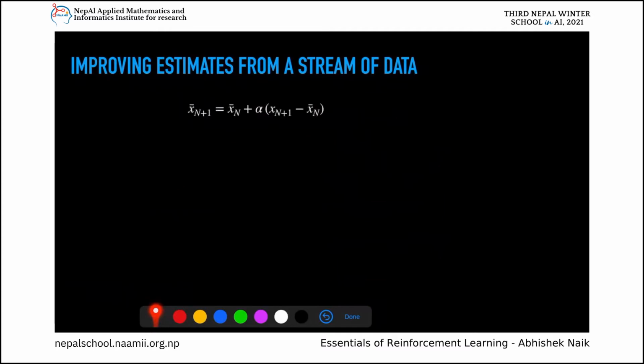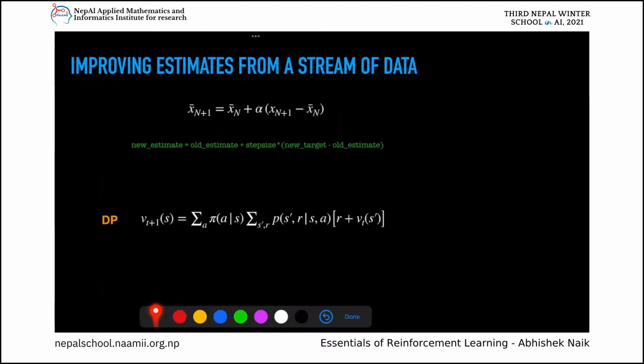Let me just write that out again. So in English, this would be: new estimate equals old estimate, plus, we call this a step size, times new target minus the old estimate. And this expression might seem familiar to you from maybe some stochastic gradient descent that you might have been learning earlier in this week or in other machine learning courses. But this is something that we will be using a lot, not just in reinforcement learning, but in machine learning in general.